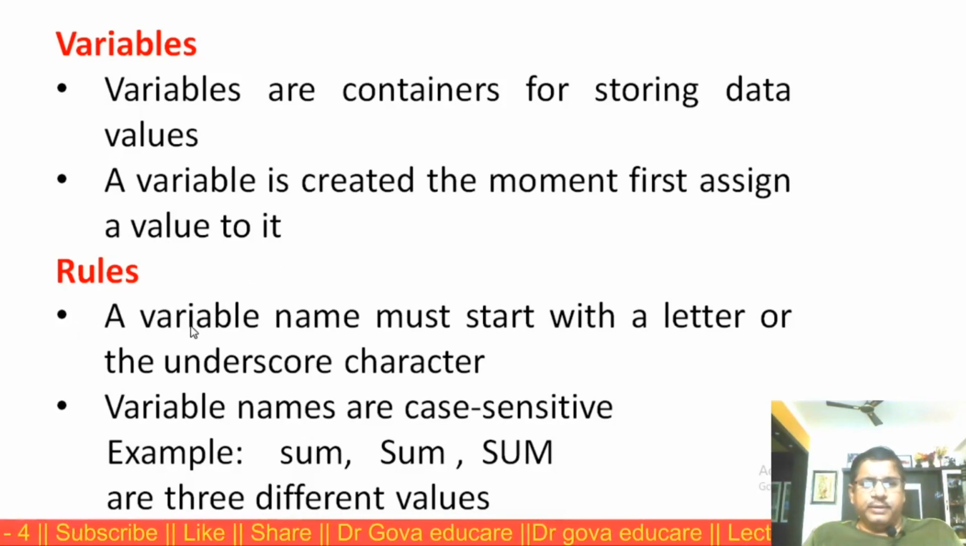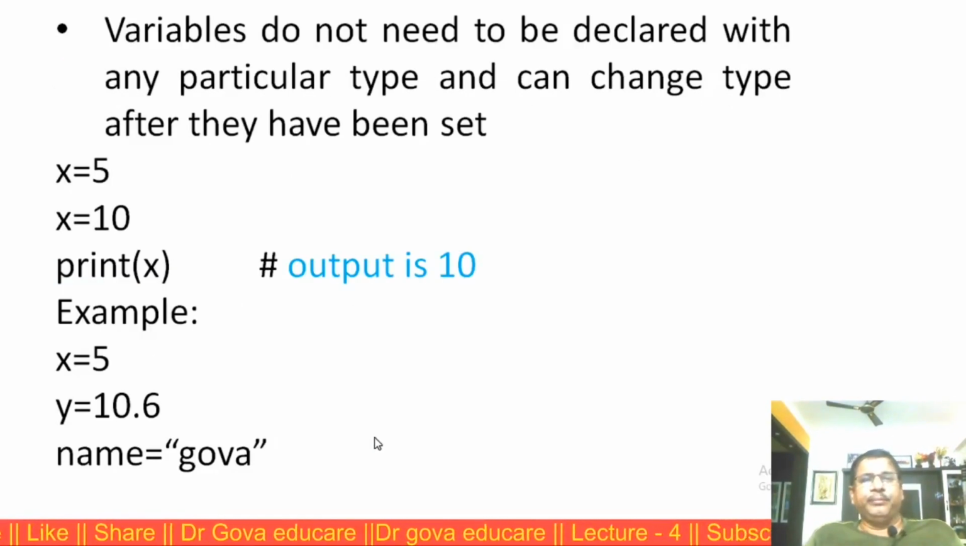This is the first rule: a variable name must start with a letter or the underscore character. Variable names are case sensitive. This is the example: sum, Sum and SUM are three different variables.